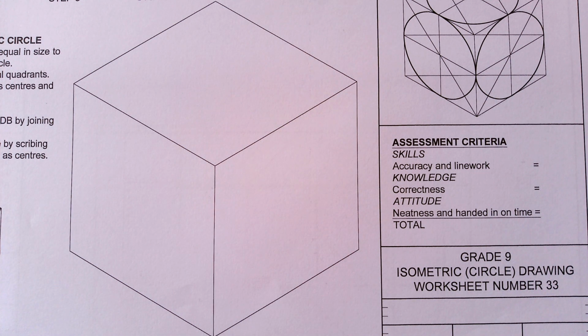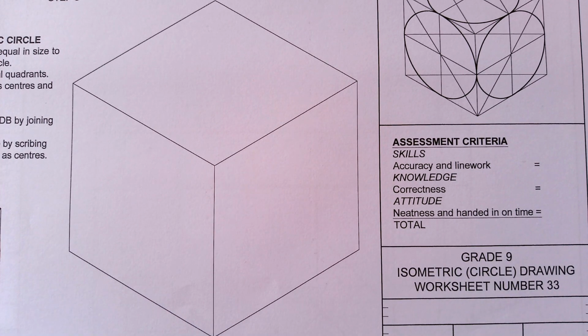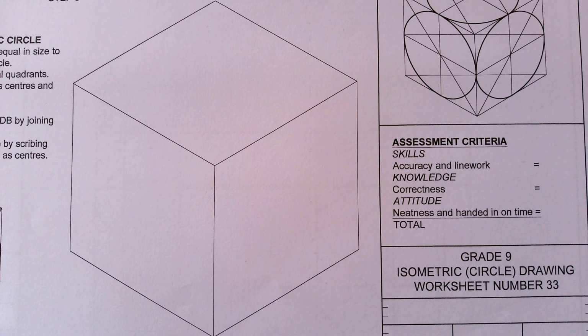Okay, right, gents. In this video, we're going to construct three isometric circles on three different faces. The first thing we need to do when we construct this is divide each face into 4 quadrants. So we're going to find the center markings for both depth and width and also height.